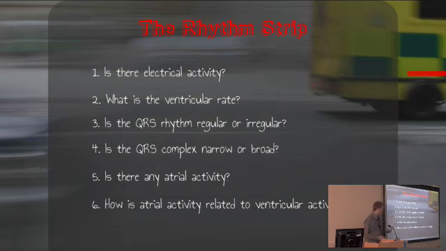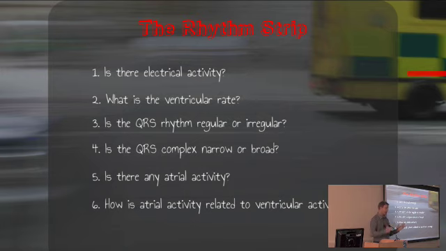We then want to know whether the QRS complex is narrow or broad. That's quite important, isn't it? Because if it's narrow, it suggests that the beat is being conducted from the atria and through the appropriate channels and the appropriate conducting system. Whereas if it's broad, it suggests that either it's coming from the atria, or there's a fault in the conducting system in the ventricles, so you've got bundle branch block, or the beat's not being conducted from the atria at all, and there's a ventricular origin for this.